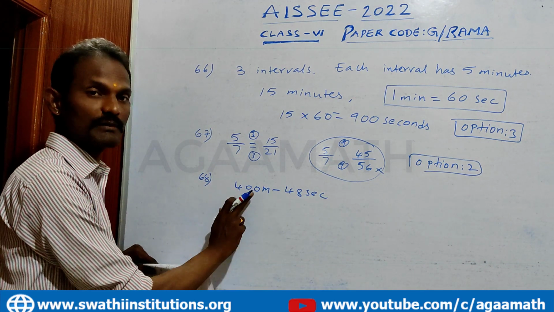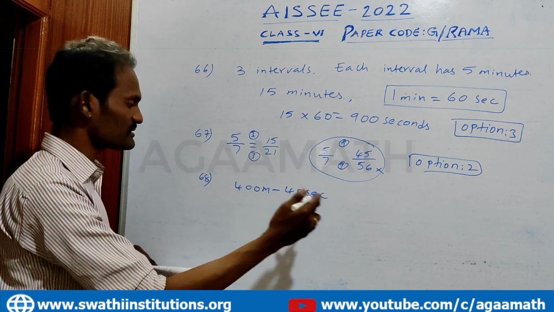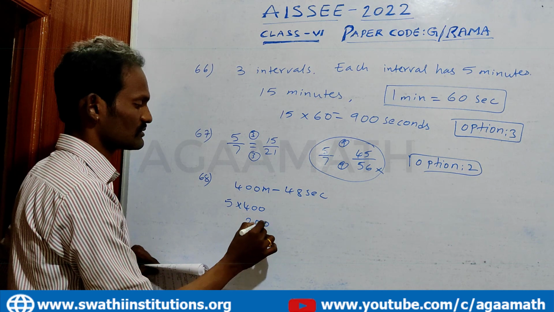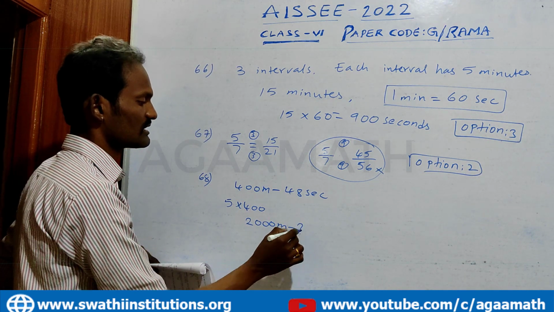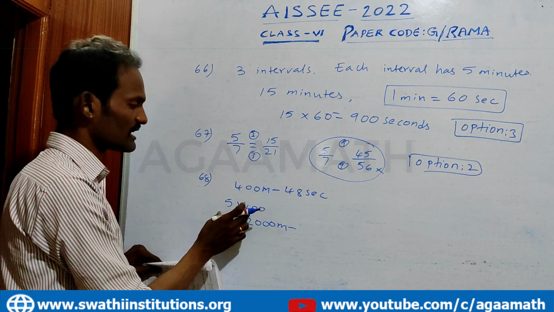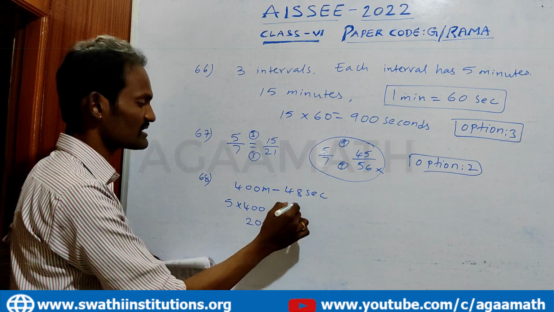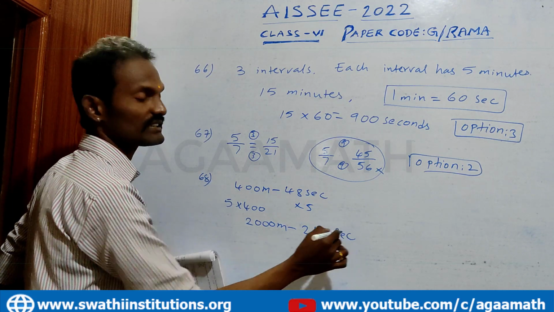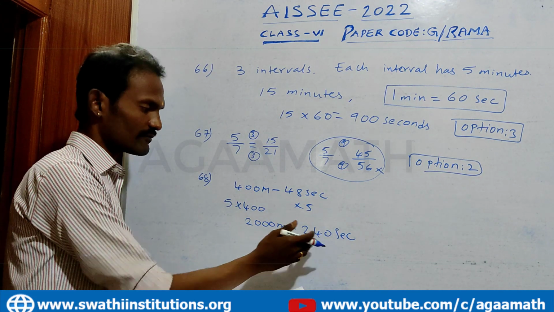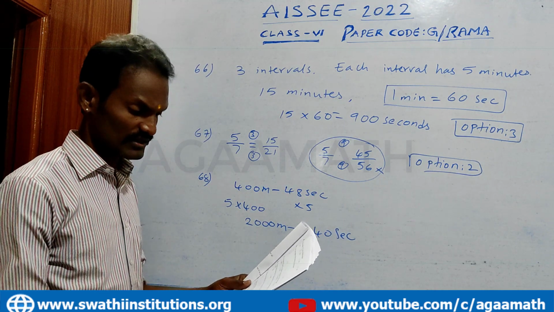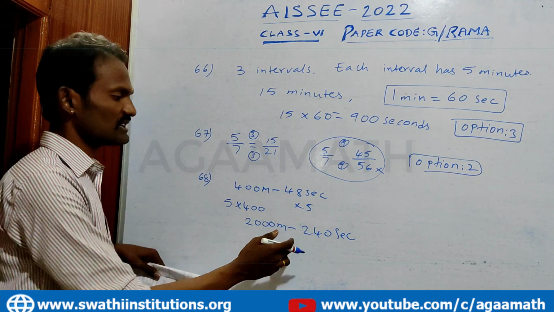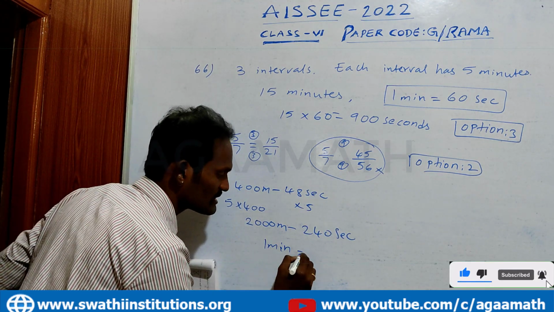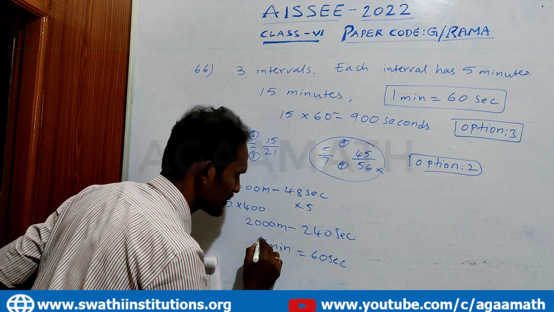5 times means for 1 time it is 400, right? So for 5 times it is 5 times 400. That is 2000 meters. Then when you multiply the time also by 5, very simple, that means 240 seconds. But the question asks in how many minutes? We know that 1 minute equals 60 seconds.